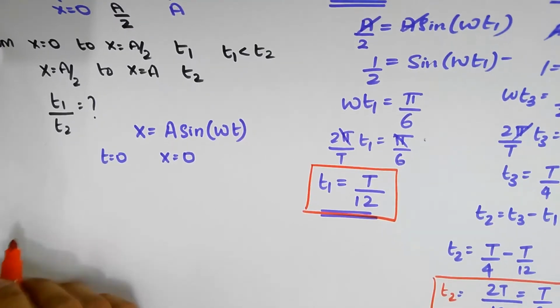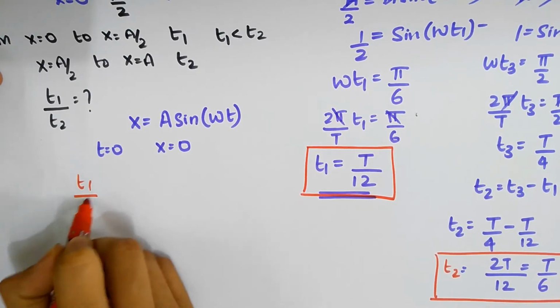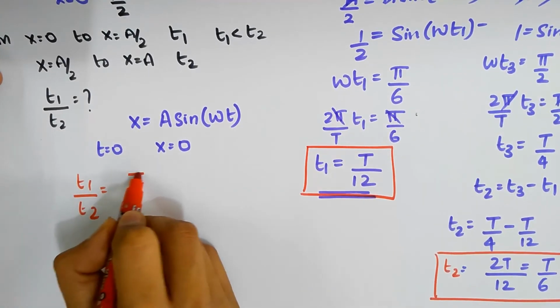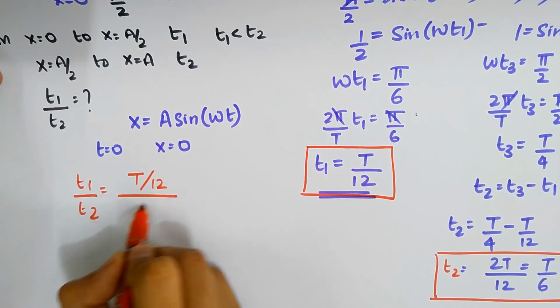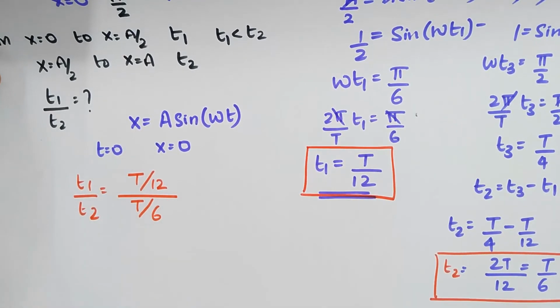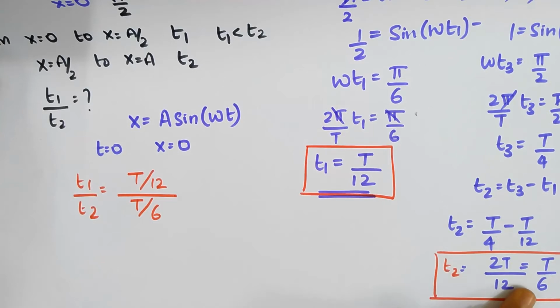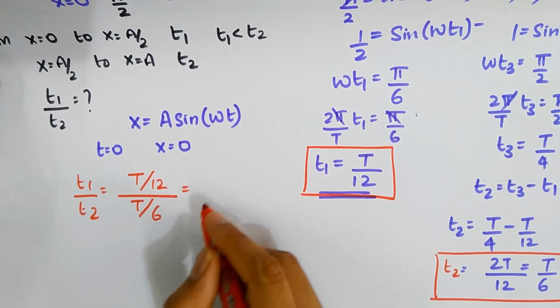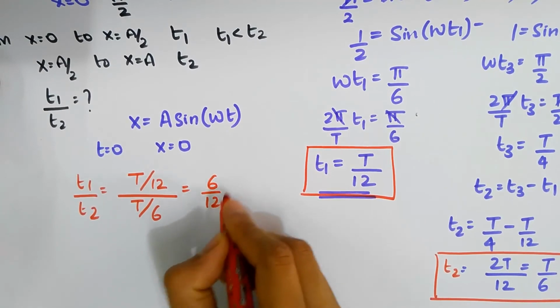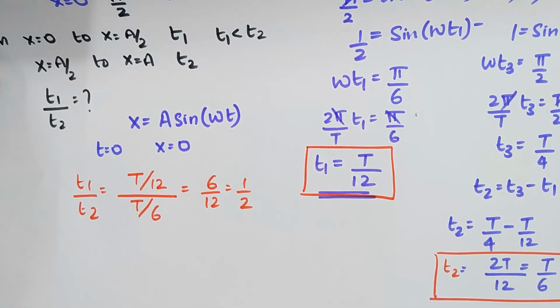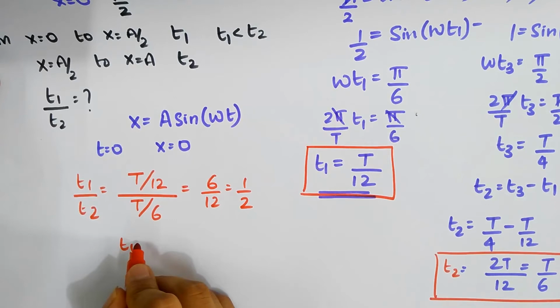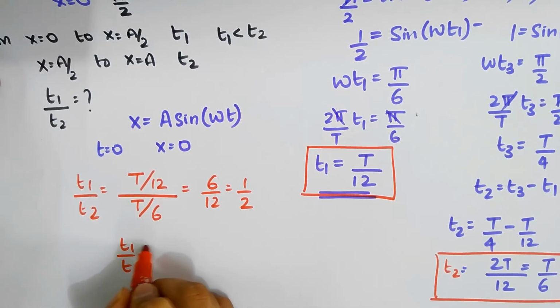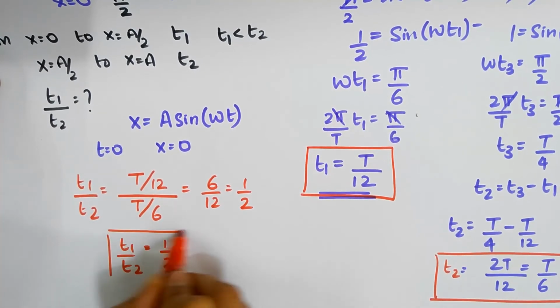Let's do that now. So t1 divided by t2 turns out to be T divided by 12 divided by T divided by 6. As we predicted, t1 is smaller than t2. Notice it's 1/2 compared to t2. So that gives us 6 by 12. That's half. So t1 by t2 is half. And that's our answer.